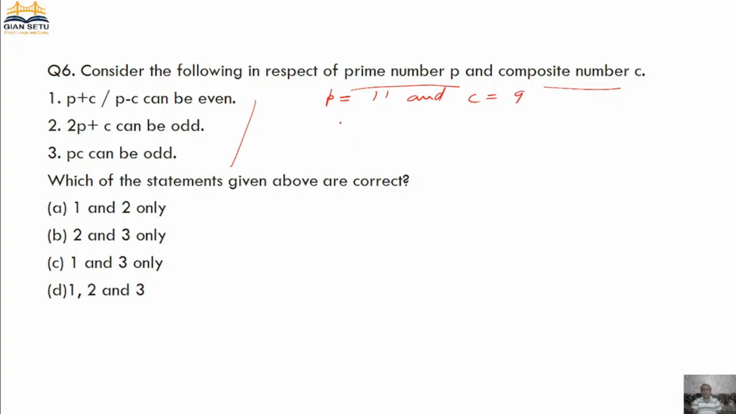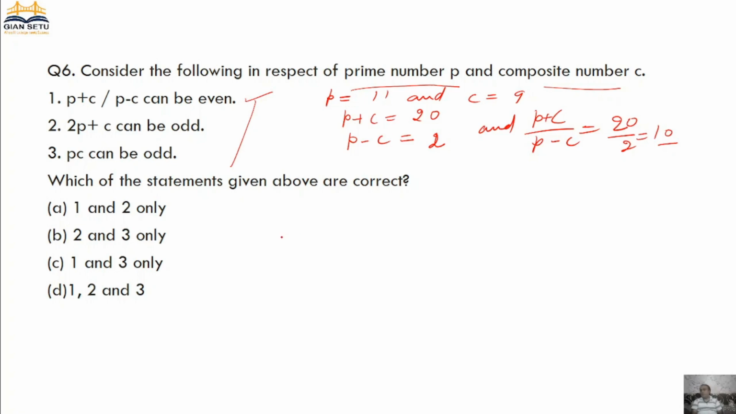Now p plus c will be 20 and p minus c will be 11 minus 9, it will be 2, and (p plus c) divided by (p minus c) will be 20 upon 2, it will be 10, and 10 is an even number, so statement 1 is correct. Now let's see statement 2.